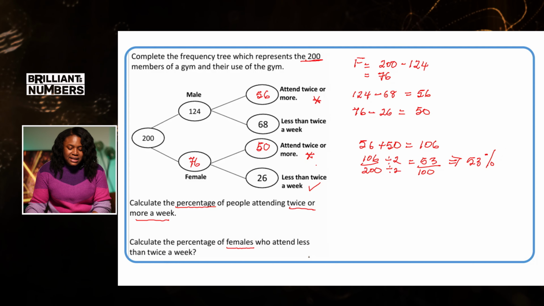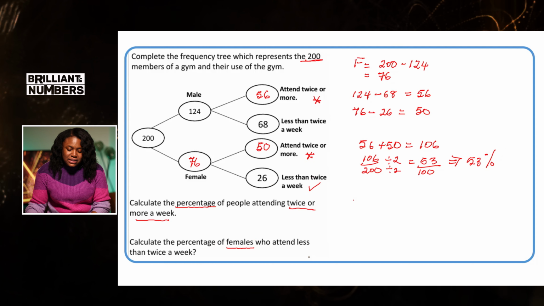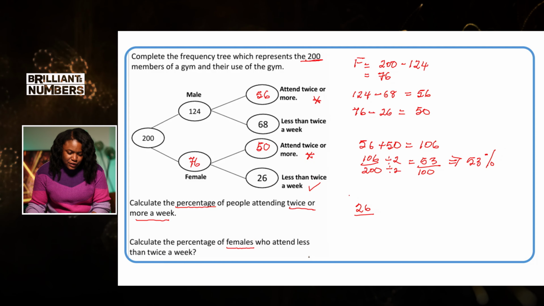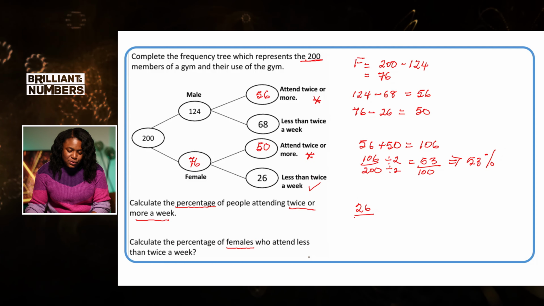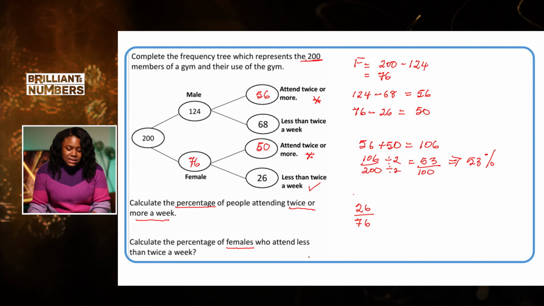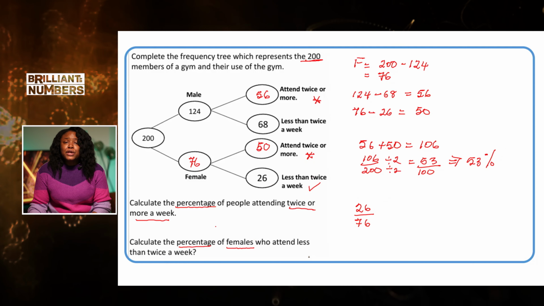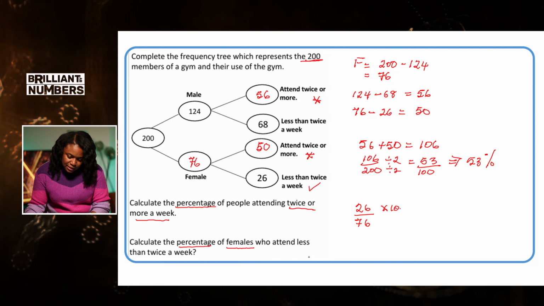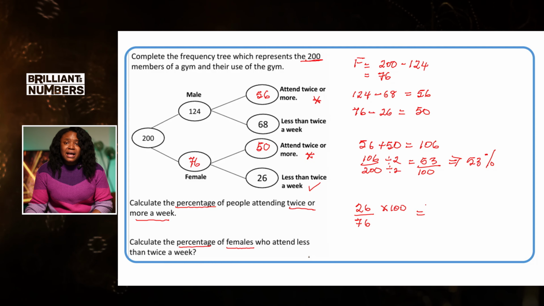I'm just going to put a tick here. So that is 26. And that should be out of the total females. So that's out of 76. And then we want it as a percentage as well. So we simply multiply this by 100. So I'm just going to put that in my calculator.